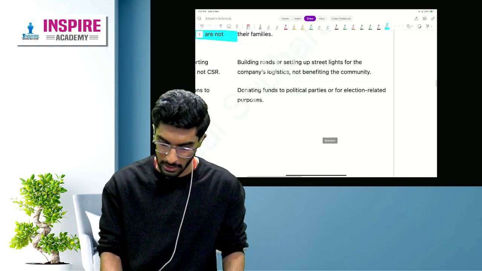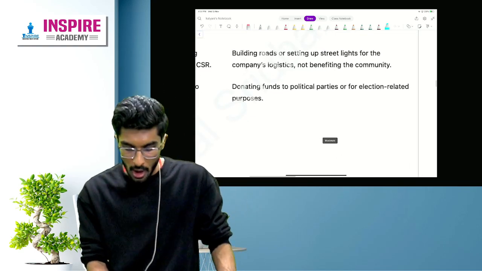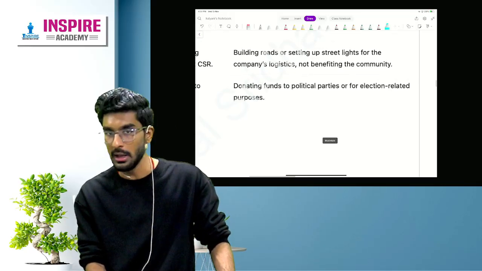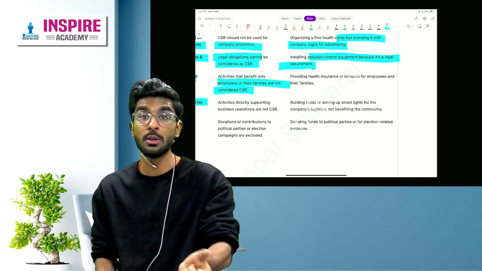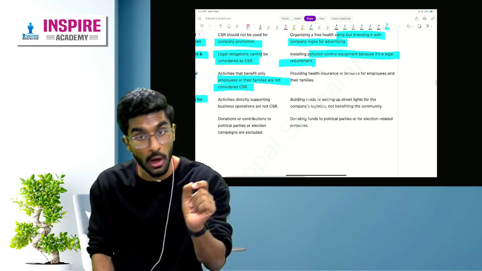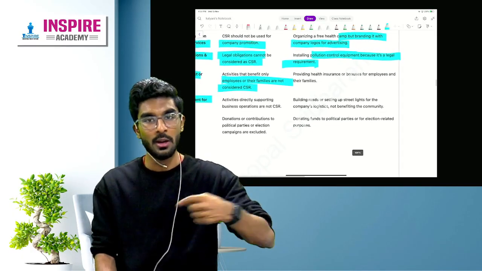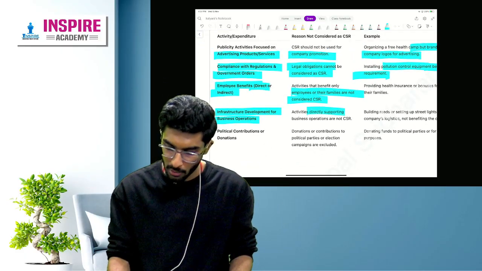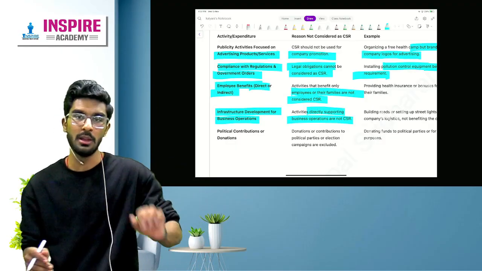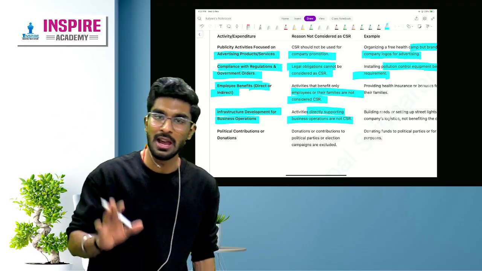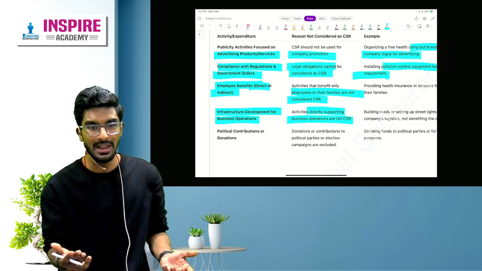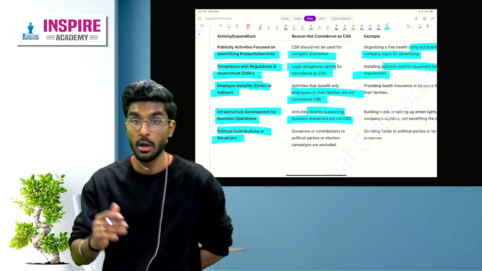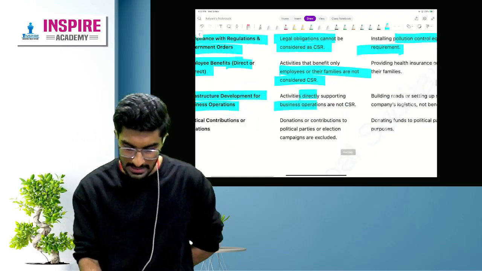Next is infrastructure development for business operation. Just look at it. You are building roads or setting up street lights for the company's logistics, not benefiting the community. You are not doing any favor to society. You are doing the favor to your company. That means whatever you are doing is not unconditional. Yes or no, people? Activities directly supporting business operations can never be called CSR expenditure. Every single thing should be unconditional. You should not expect anything in return.